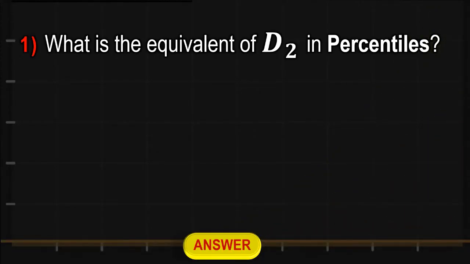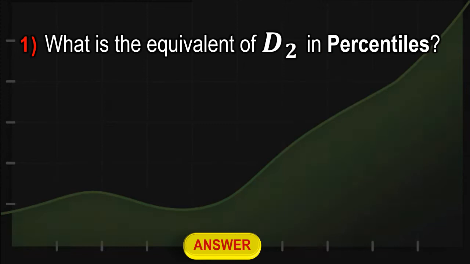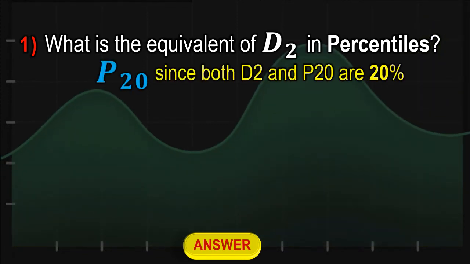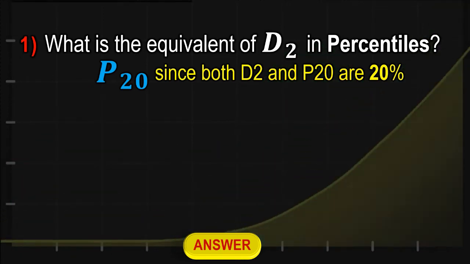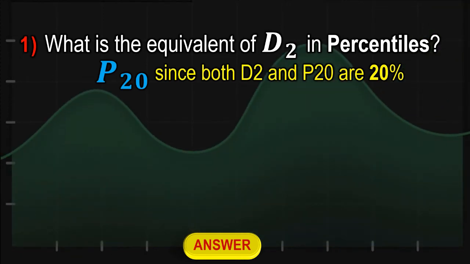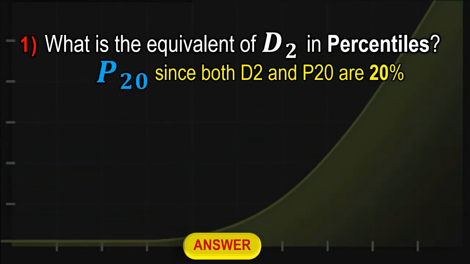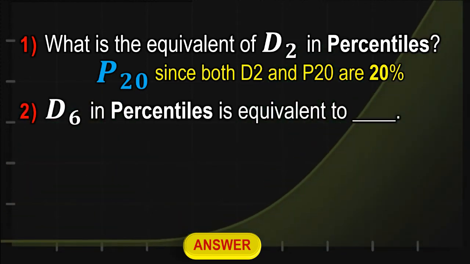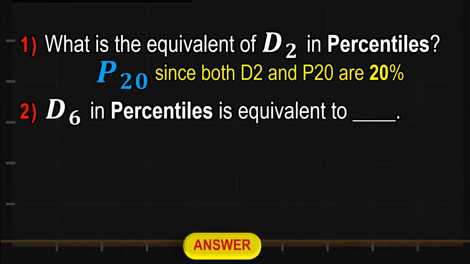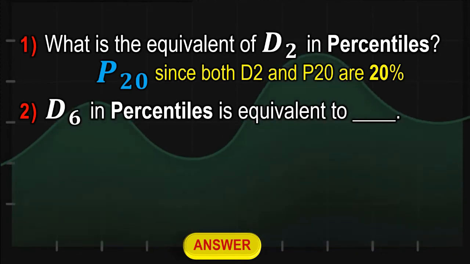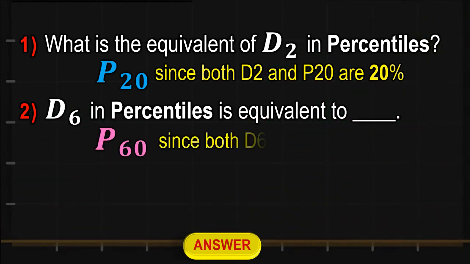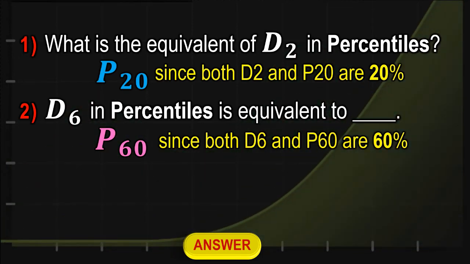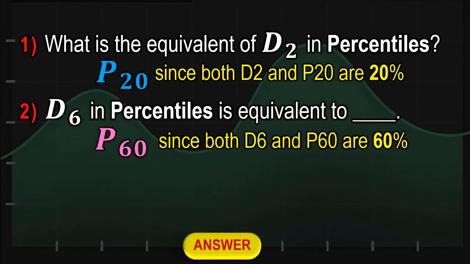Now let's have an activity. What is the equivalent of decile 2 in percentile? Yes, percentile 20 is the answer since both decile 2 and percentile 20 are equivalent to 20%. Another, decile 6 in percentile is equivalent to percentile 60 since both decile 6 and percentile 60 are equivalent to 60%.